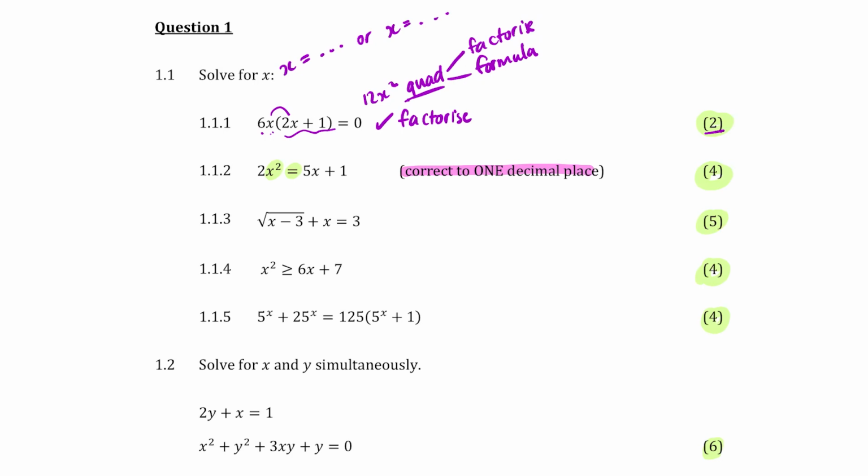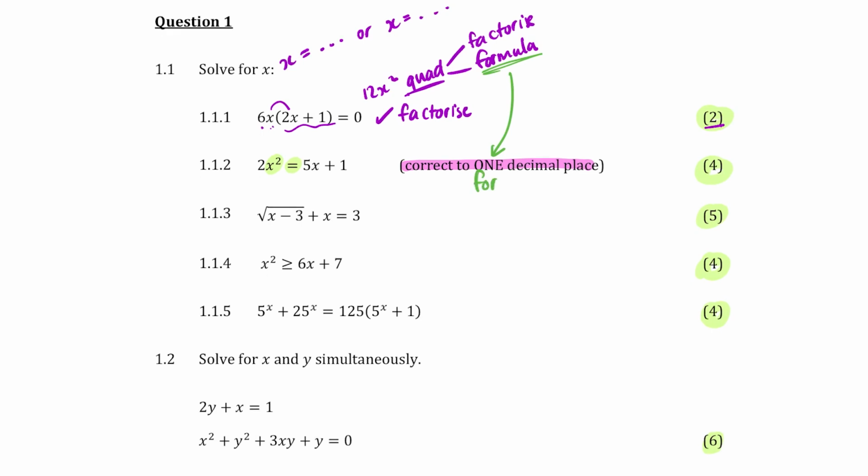So when we're thinking about solving for x, and we see 1 decimal place, that means that the solutions are going to be irrational. And the only way to find irrational solutions is by using the formula. So as soon as you see an instruction like 1 decimal place, 2 decimal places, or surd form, and we've got a quadratic equation, we know immediately that we're going to use the quadratic formula. We're not going to even try and factorize.